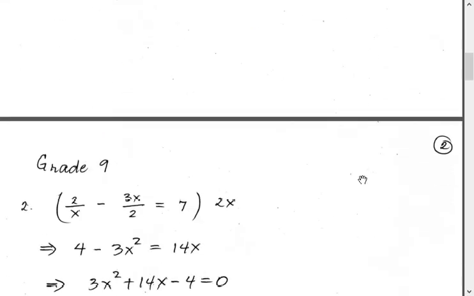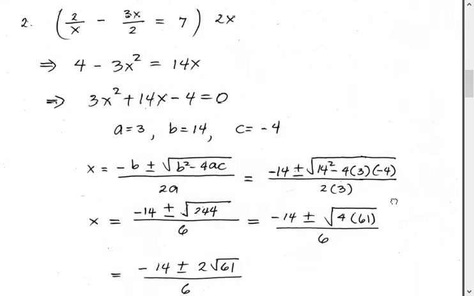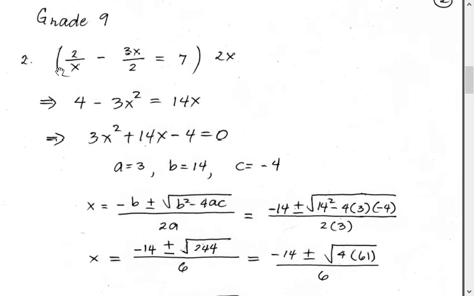Solution, we have to identify the LCD of x, 2, and of course the denominator of 7 here is 1, so it's 2x. Multiplying both sides of the equation by 2x, we have 4 minus 3x squared equals 14x. Rearranging the terms so that the right hand side is 0, we have 3x squared plus 14x minus 4 equals 0.